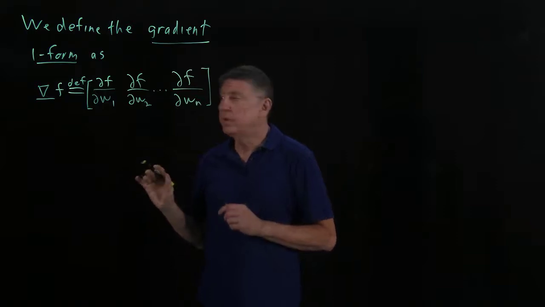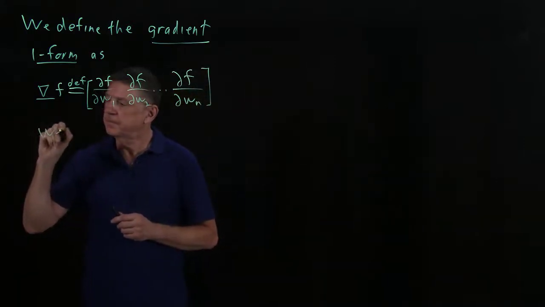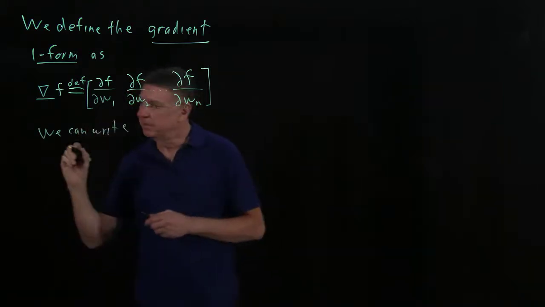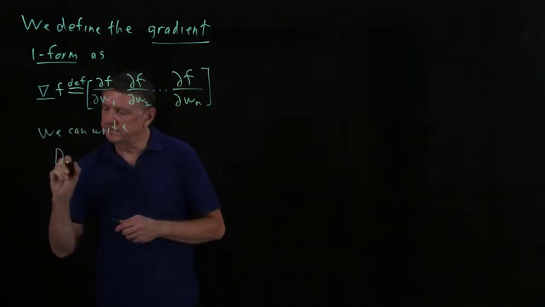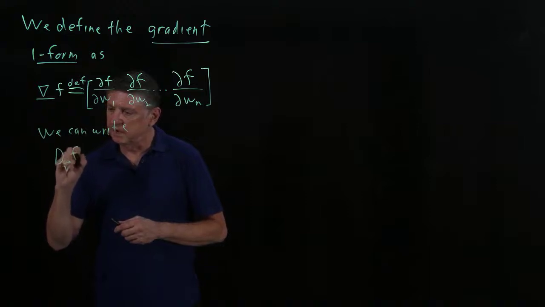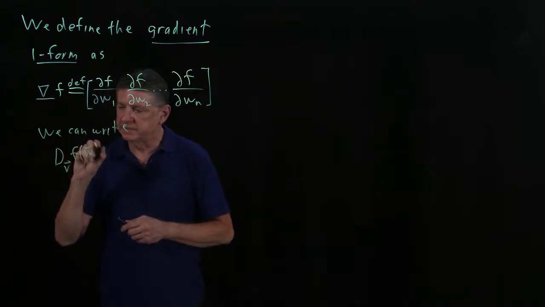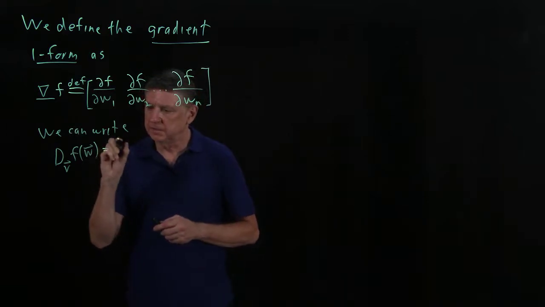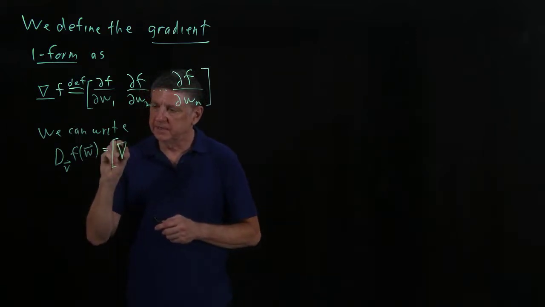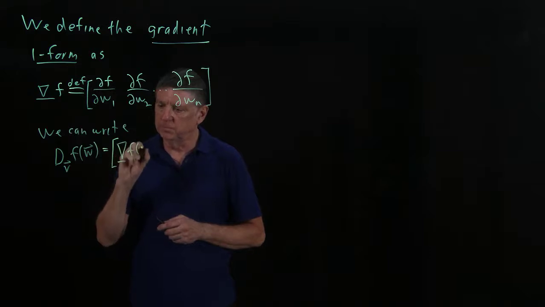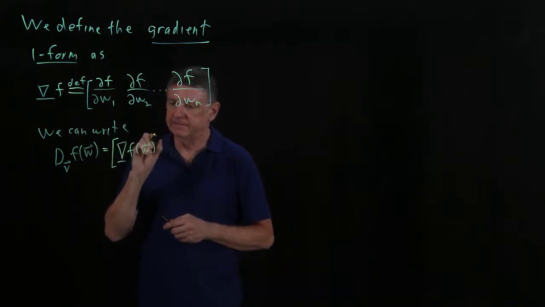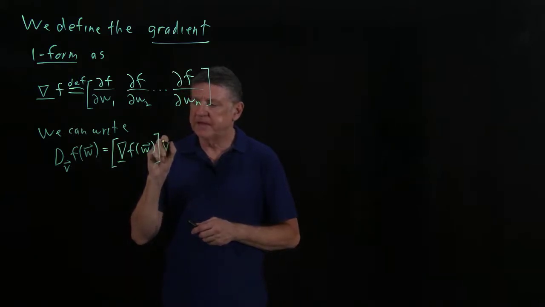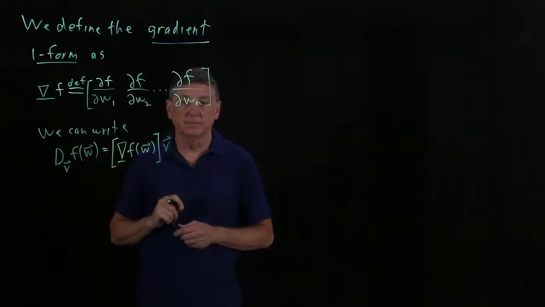So now we can write the derivative in direction v of a function at a vector argument w to be: we take the gradient one form evaluated at that vector argument w, and we multiply that one form by the vector v.